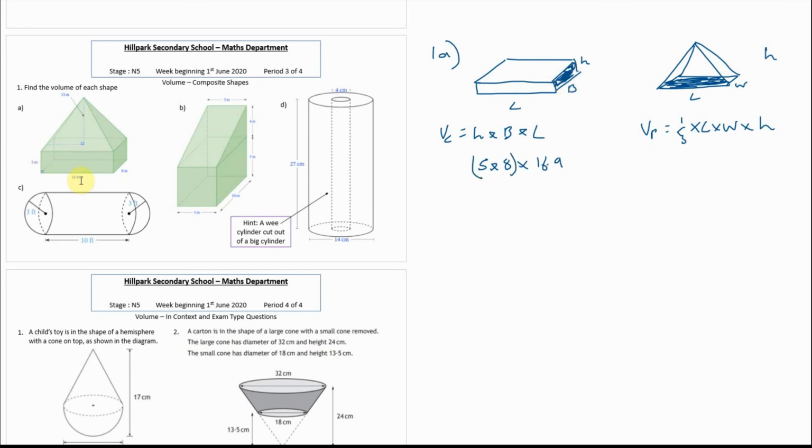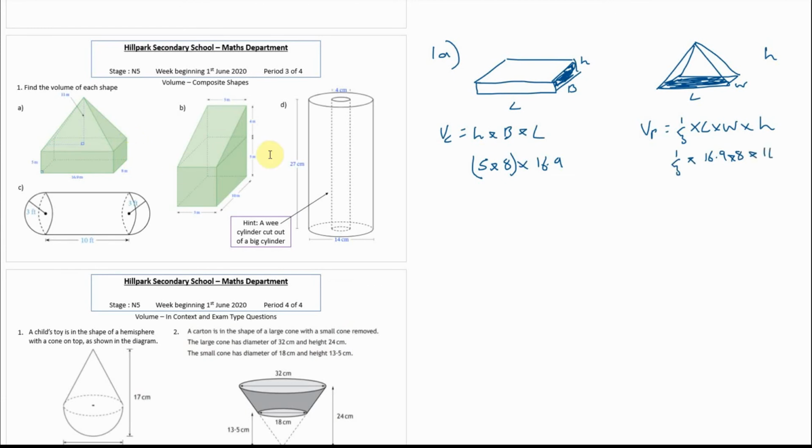Okay, so that's our area we were talking about just there. Yeah, that's the 5 and the 8. 5 was the height, 8 was the width. Yeah, and over here, the base is going to be your 16.9 and your 8. Okay, and the height for that one was 11.